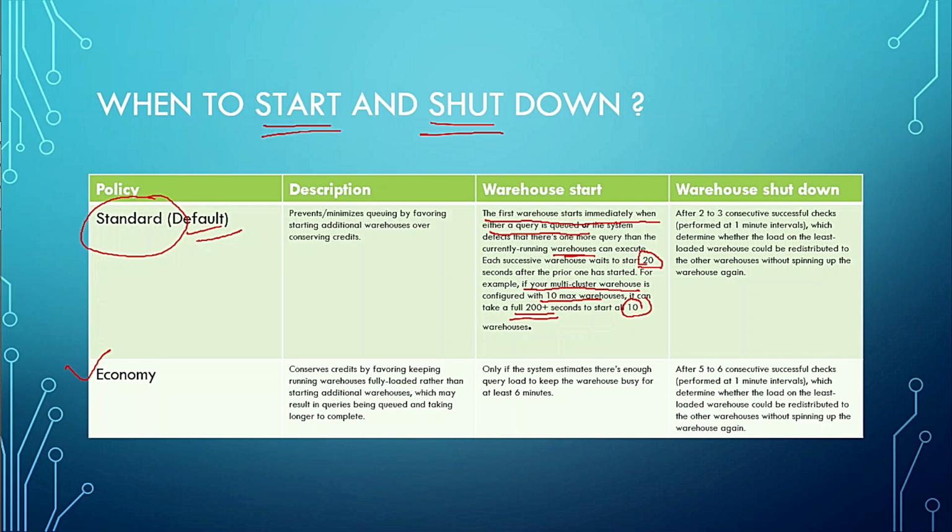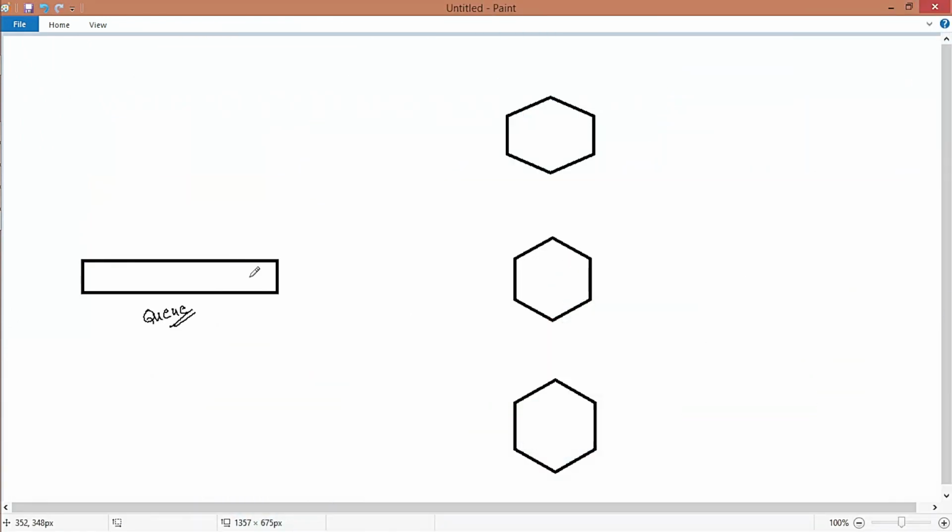So let me demonstrate this, how Snowflake starts and shuts down the warehouses, in a diagrammatic way. The queue holds the queries from Snowflake till a warehouse gets allocated to the queries available in the queue. So for example, let's say query 1, query 2. This is the queue which holds the queries till a warehouse gets allocated to the query for execution.